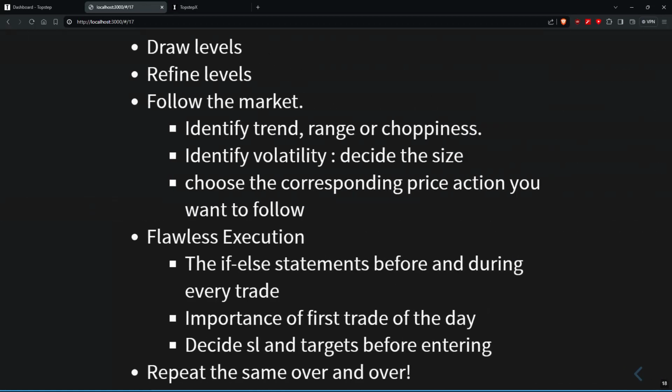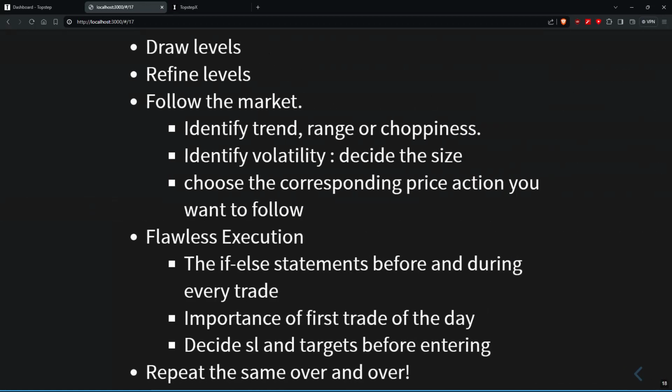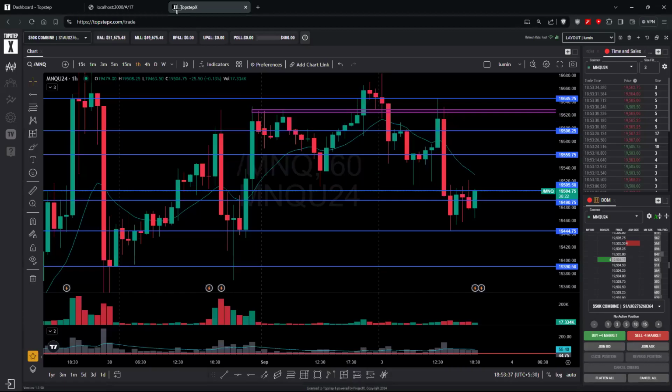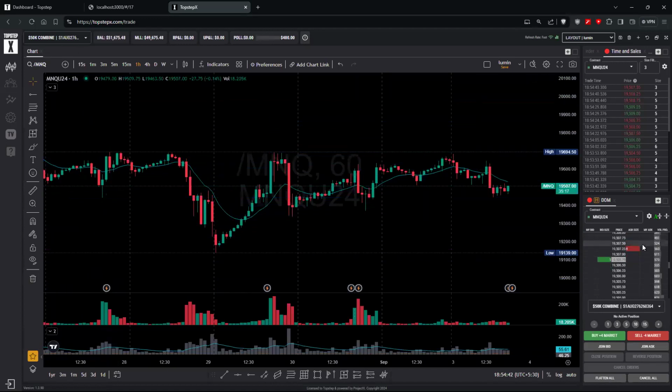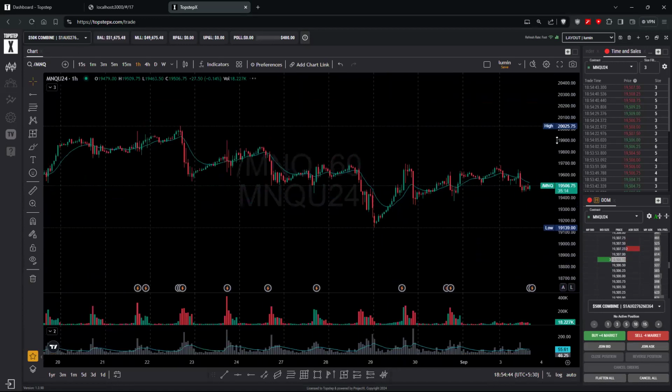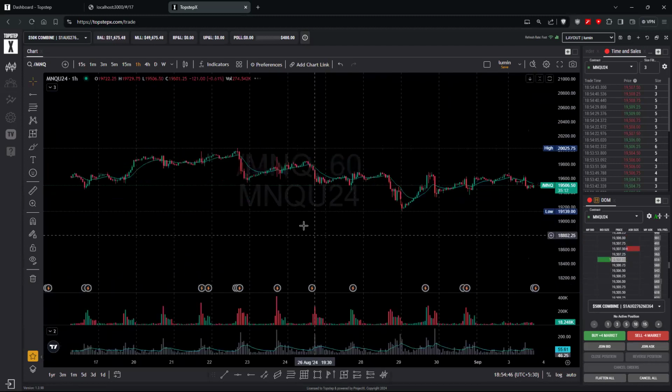What I do is pretty simple. I draw my levels first and then I refine my levels. So let's get started. Let me do it live on screen here. Let me draw the levels. Let's just remove all of it. Okay, so there are no levels on the chart right now.